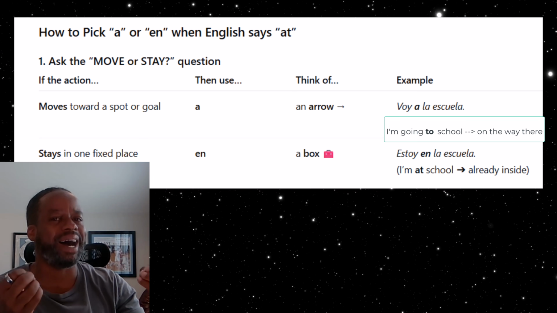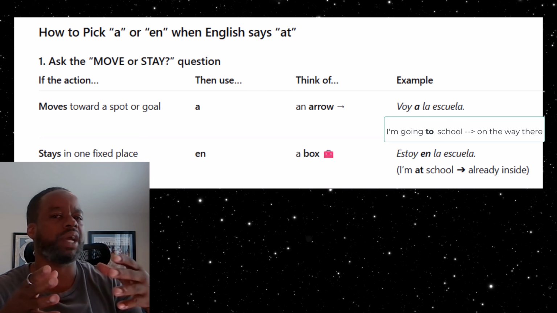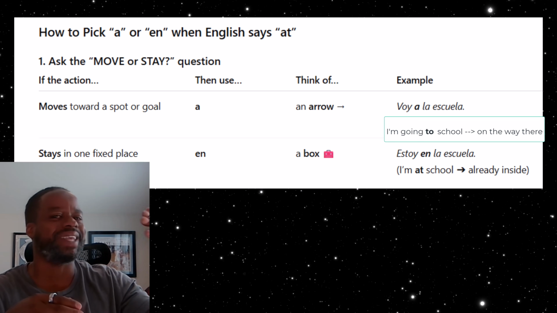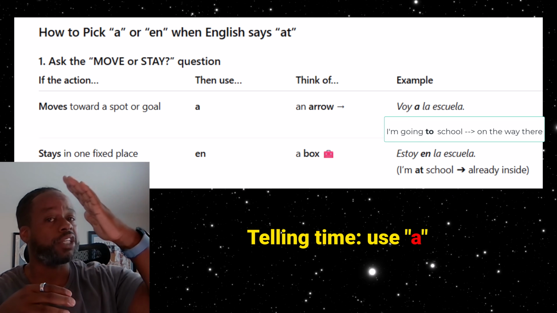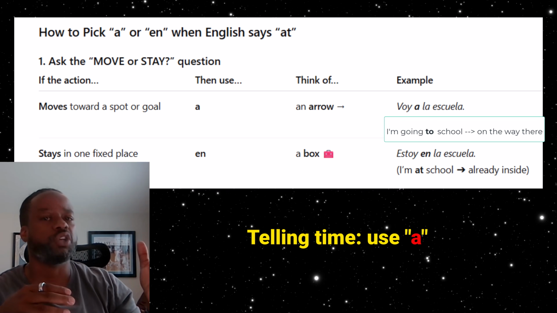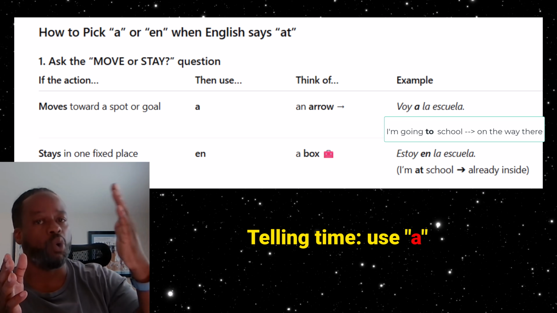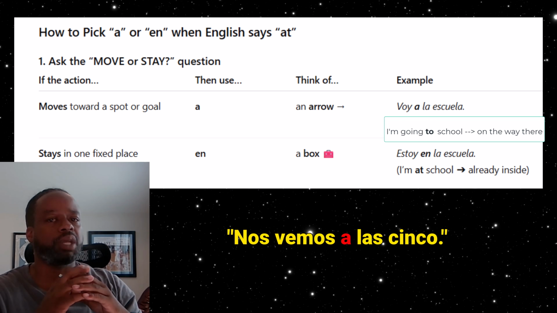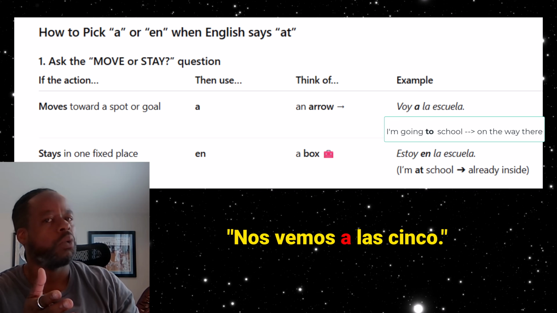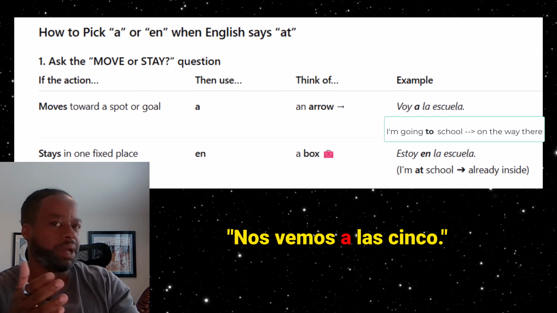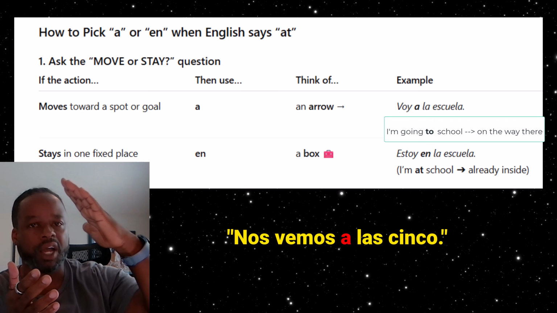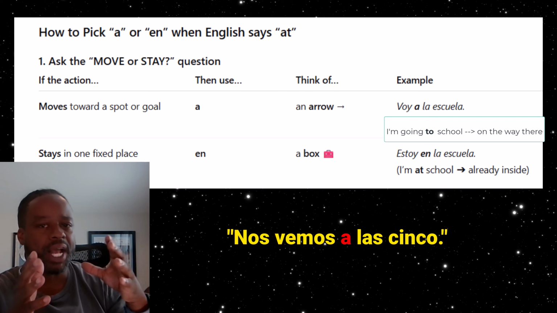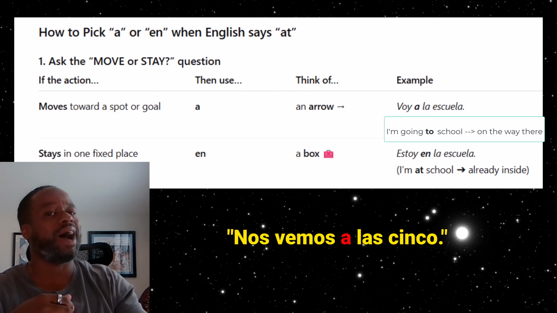And here are two additional things that you need to think about when it comes to using the word a. When we're talking about telling time and we want to say something is at a certain time, we've got the clock is moving. The clock is moving to that time frame. And so think about direction towards something. So if we say something like, nos vemos a las 5, we'll see each other at 5. Maybe it's 11 o'clock in the morning. Maybe it's 2 in the afternoon, but the clock is going to move to 5. And that's why tenemos que usar a.